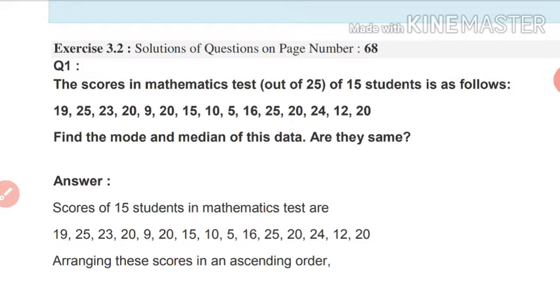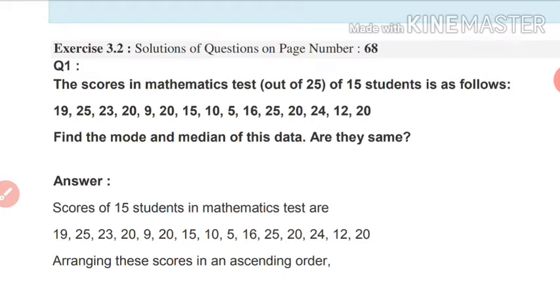In this video I will cover class 7 maths chapter number 3, data handling, exercise 3.2. For the previous exercise, if you want to watch, you can go to my YouTube channel and you can find it there. Here I will explain exercise 3.2.